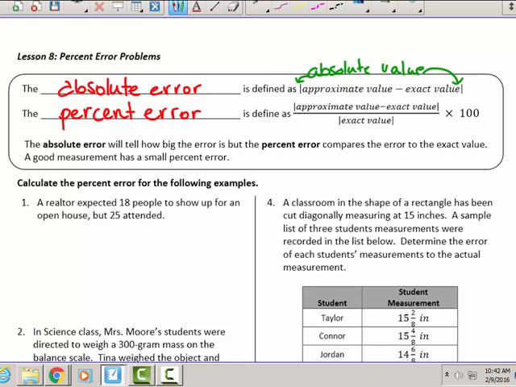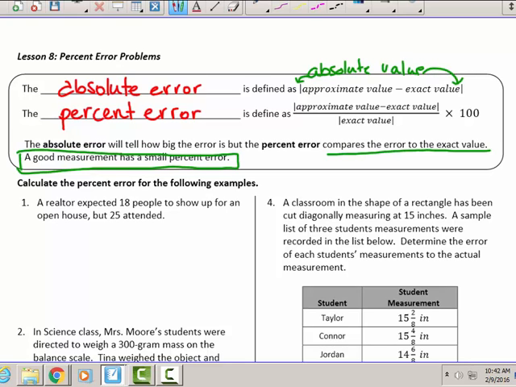The percent error is taking and where I do approximate minus exact, same on the top, divided by the exact times 100. In other words, now I'm comparing it to the exact value, or what it should be. And a good measurement, right here, the smaller the percent, the better a measurement is. All right, so let's see what we're talking about here.